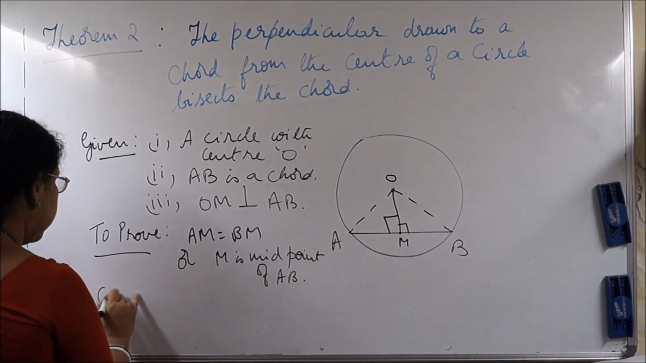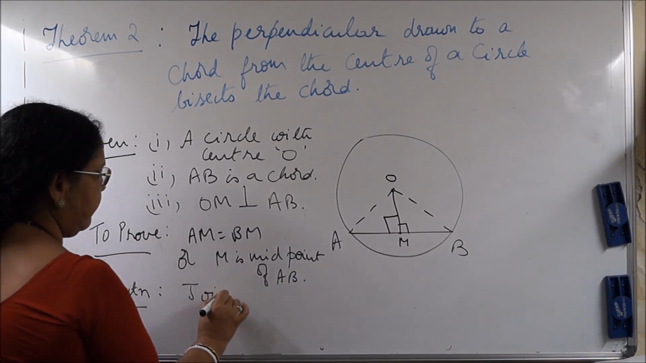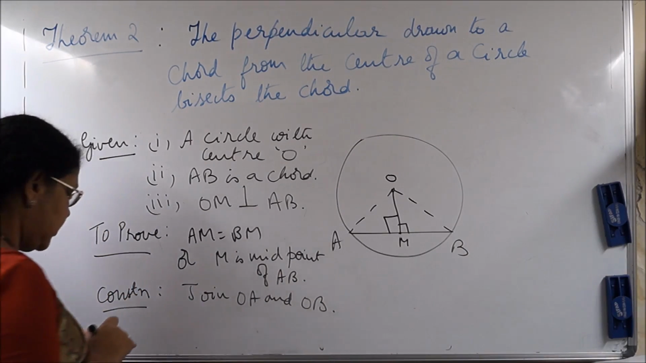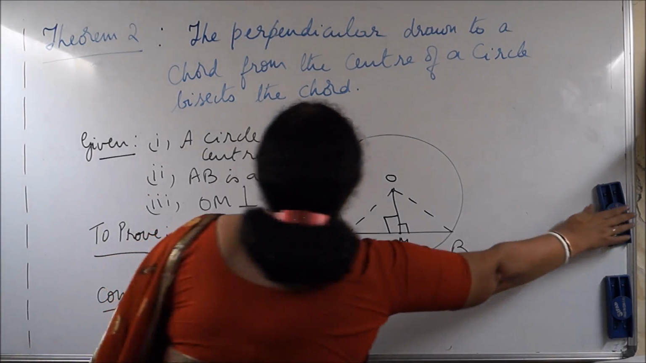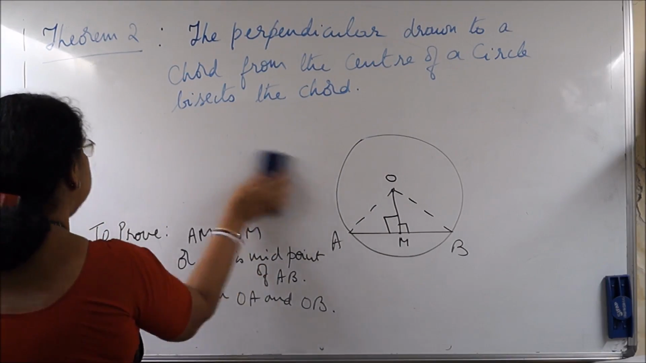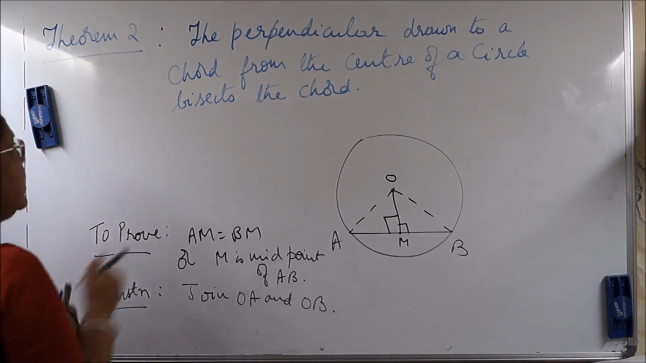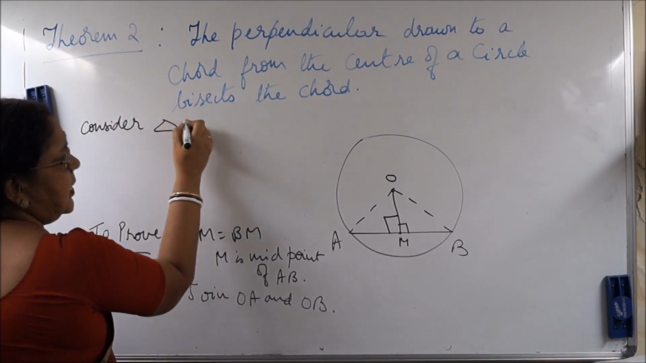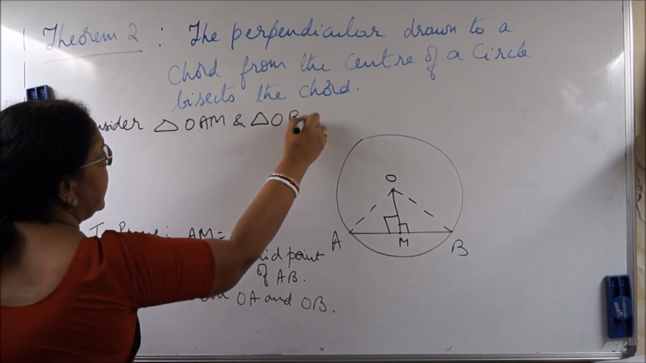Now for that, what is the construction that we did? Construction: join OA and OB. So now we will prove whether AM is equal to BM. For that, we will again consider the two triangles and try to prove that they are congruent. So consider triangle OAM and triangle OBM.